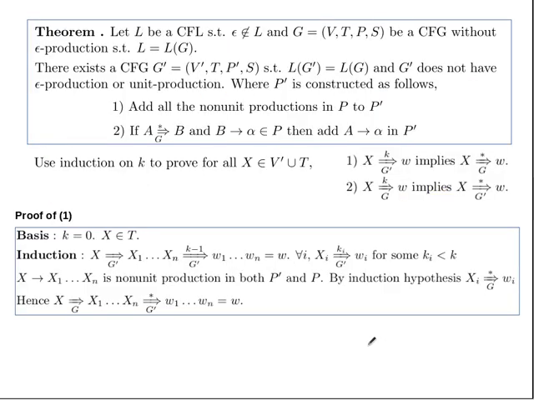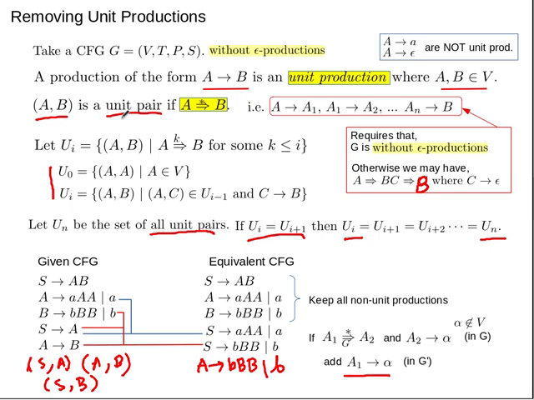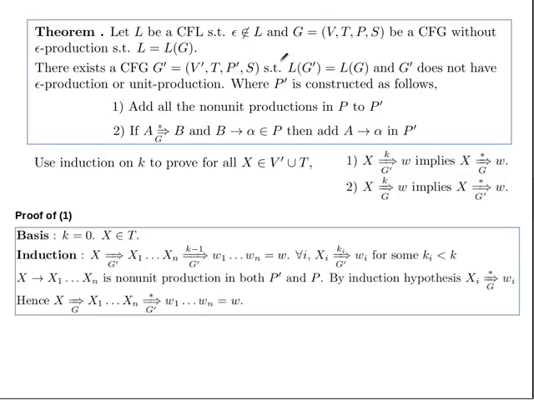So again, we have to have a formal proof, and we saw that we need the grammar from which we are starting to be without epsilon and without epsilon production. So here is our theorem: let L be a CFL which doesn't contain epsilon, and it doesn't contain epsilon production.